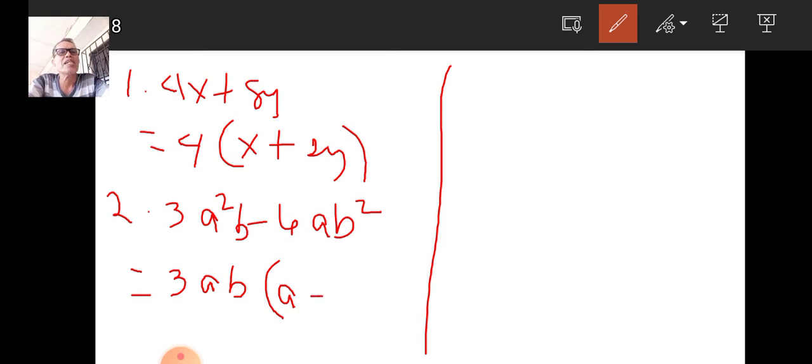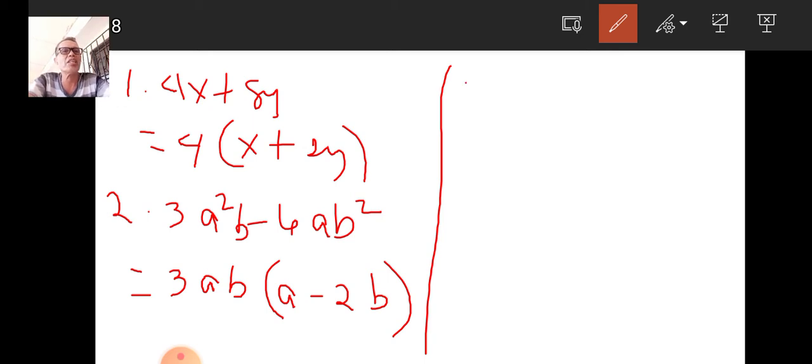Minus 6 divided by 3 is 2. A divided by a is 1, no need to write 1. B squared divided by b is b. So therefore, the factors of 3a squared b minus 6ab squared is equal to 3ab times the quantity a minus 2b.